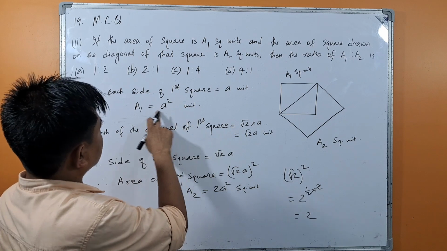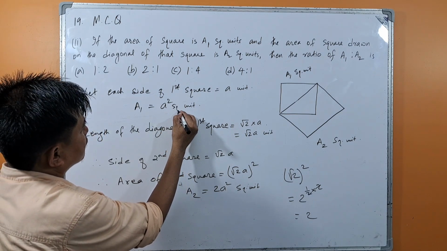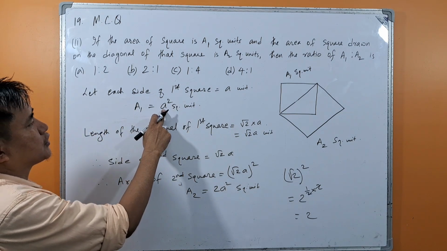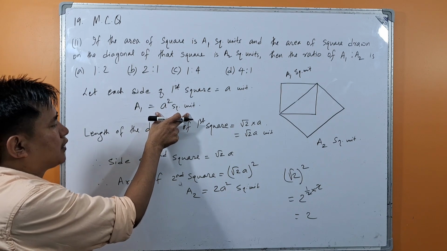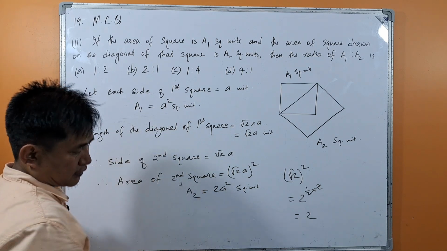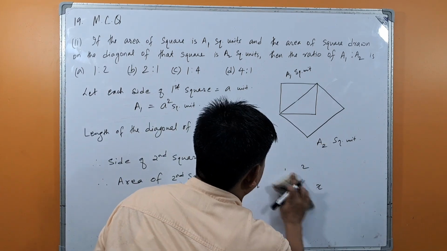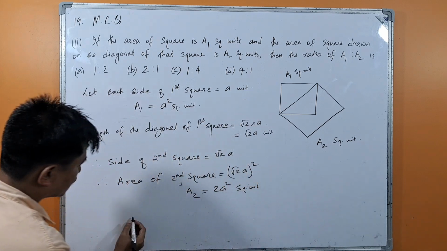Similarly, this is also a square unit. Area is a square unit. This is the area of the first square and this is the area of the second square. Now ratio of areas.